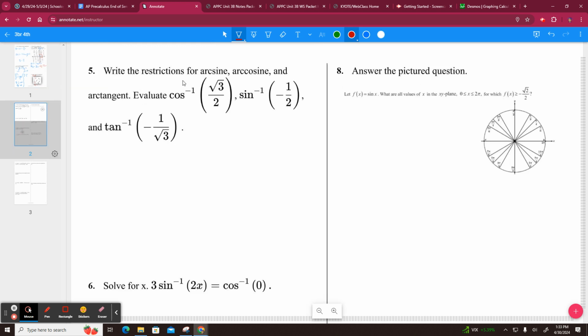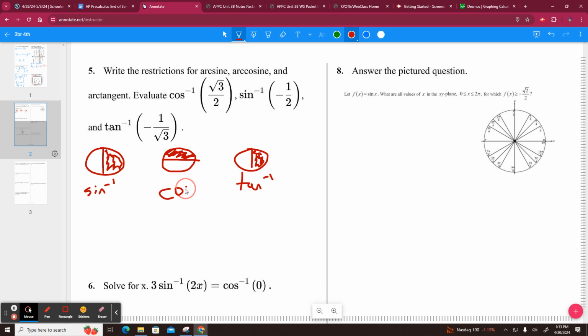So write the restrictions for arc sine, arc cosine, and arc tangent. The easiest way to remember this is your circles and what halves they are. So boom. This right half of the circle is arc sine, and it's also arctan, and cosine is the top half. This comes from 3.9 in your notes.